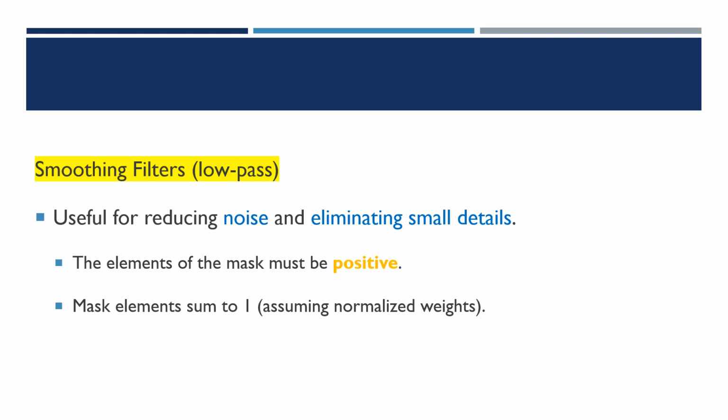Smoothing filters are also known as low-pass filters. They are used for reducing noise and for eliminating small details. And we can also observe that if we add the elements in the mask, they will sum up to 1, and all the elements are positive as well.